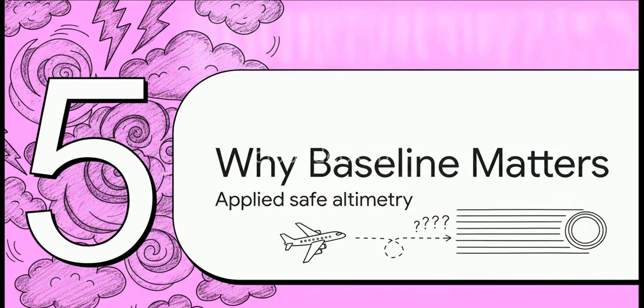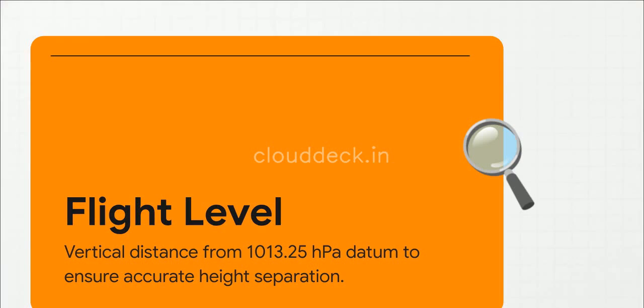Finally, Part 5. Why the baseline matters. Let's talk about applied altimetry for safe skies. Let's see how all of this builds into real-world, in-the-cockpit decision-making. We've got our chaotic real-world weather, and we've got our perfect ISA mathematical model. How do we safely reconcile the two?